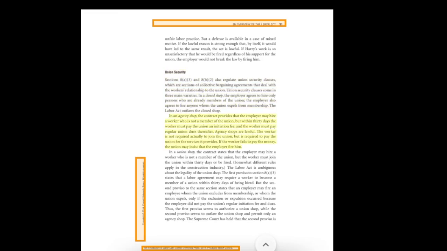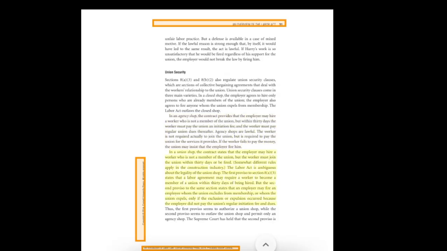In an agency shop, the contract provides that the employer may hire a worker who is not a member of the union, but within 30 days the worker must pay the union an initiation fee, and the worker must pay regular union dues thereafter. Agency shops are lawful. The worker is not required actually to join the union, but is required to pay the union for the services it provides. If the worker fails to pay the money, the union may insist that the employer fire him.